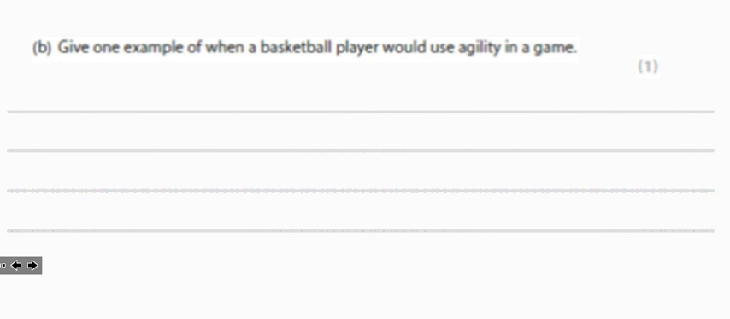Okay, the next question I'll provide a little bit of feedback for is this one. Give one example of when a basketball player would use agility in a game. So I guess the command word here is give. We are looking for one example only.